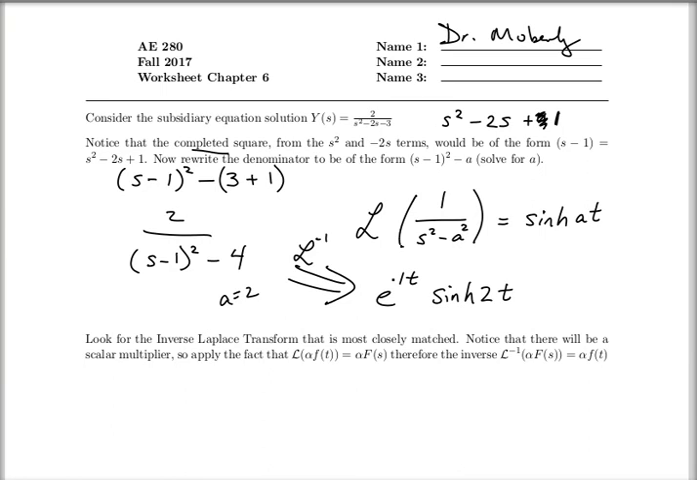by the s-shifting theorem. Oh, kind of already got that. The inverse Laplace transform that most closely matches is this. Oh, okay. And I have 2 over s squared minus a squared. I forgot the 2.